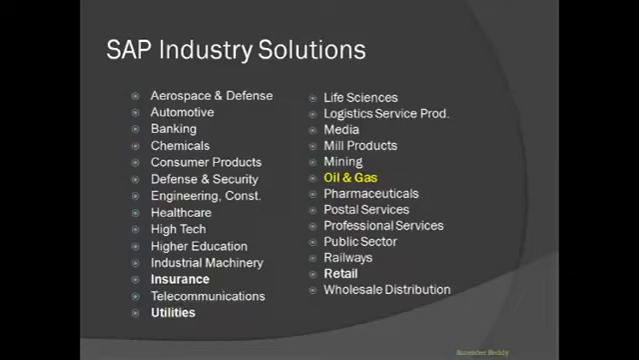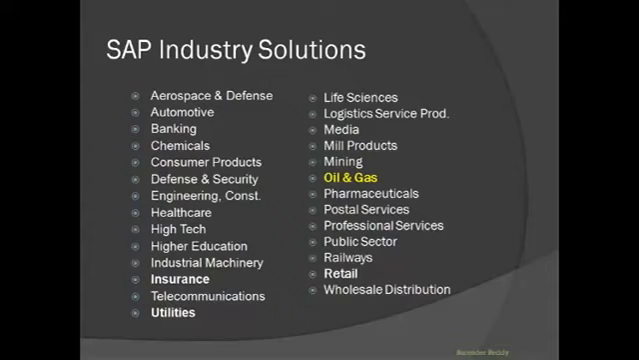SAP IS aerospace, IS automotive, IS banking, IS chemicals, consumer products. For each and every industry, there is an IS solution, an SAP solution. For insurance, utilities, oil and gas, railway, whatever, you name it, they are having the IS domain. So in these domains, we can fit the particular business scenarios of the particular industries.